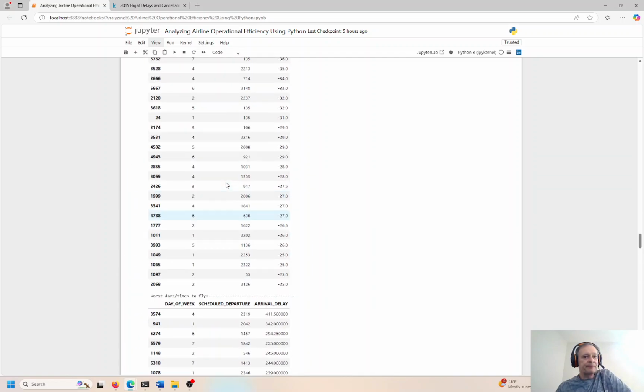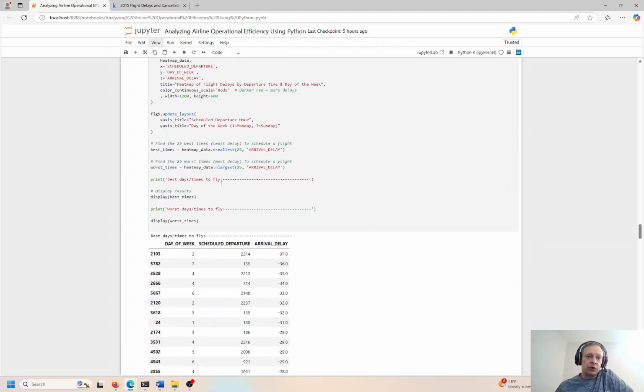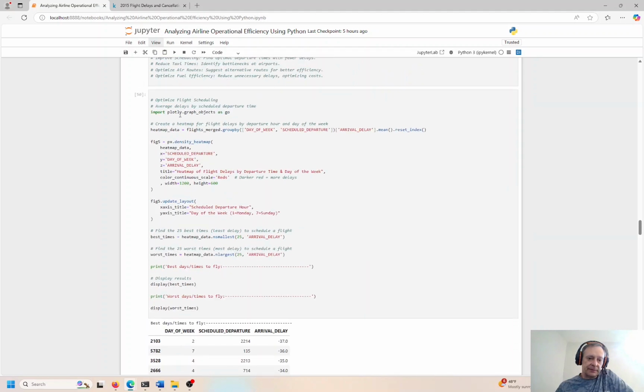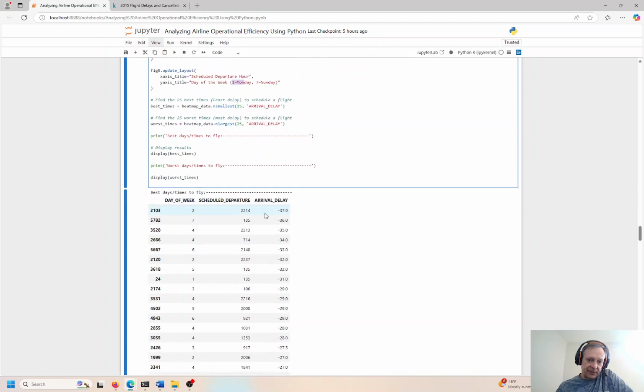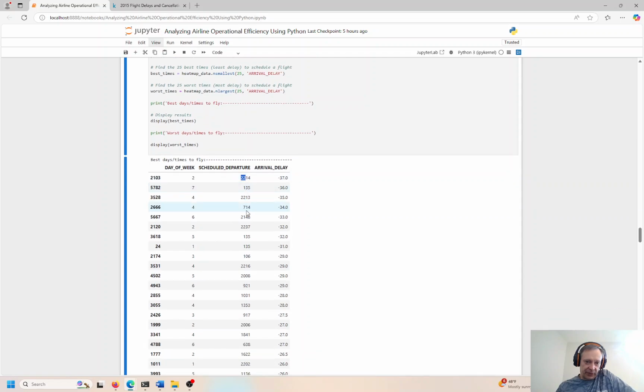But if you look at the breakdown here, what is it? Oh yeah, so 1 is Monday and 7 is Sunday. So the best time to fly is Monday, Tuesday, and at 22, oh, that's like 10 p.m. That is probably the best time to fly. You're going to get there early, right? So if you fly on the Tuesday and you leave at 2200 hours, that's 10 p.m., you're going to get where you're going pretty quick, right?